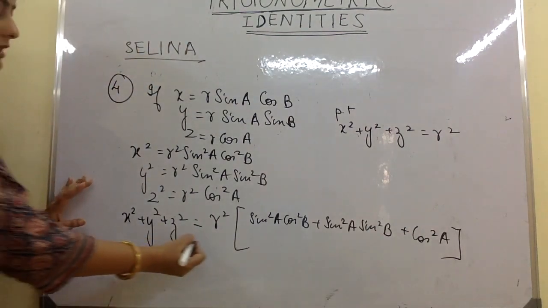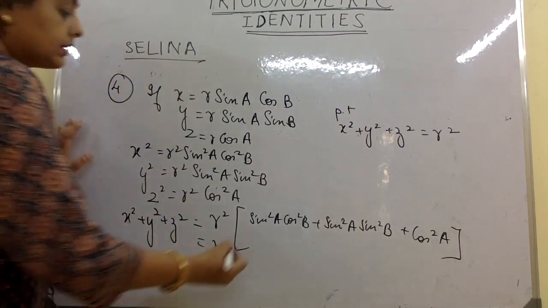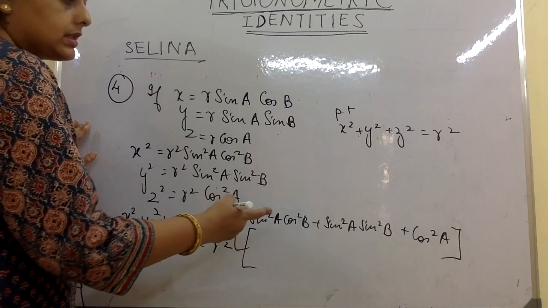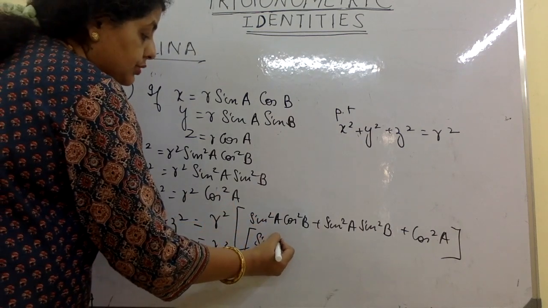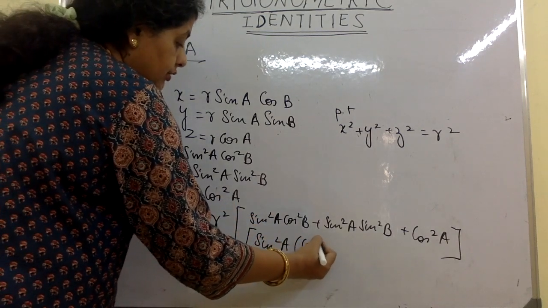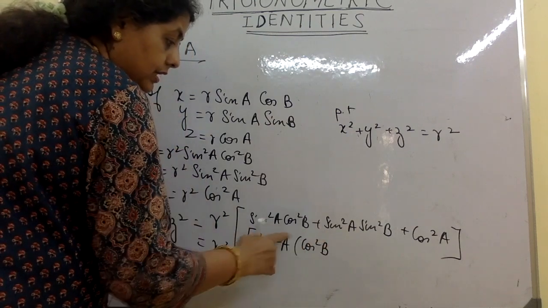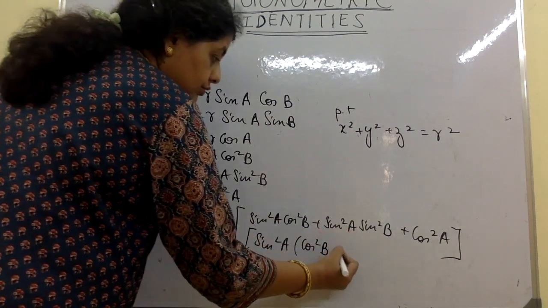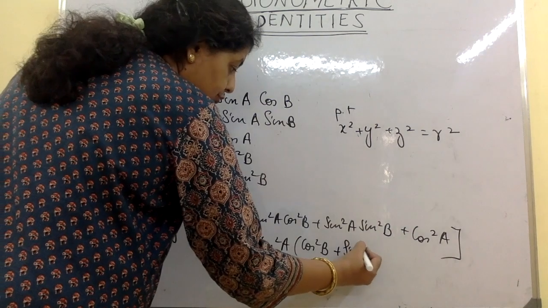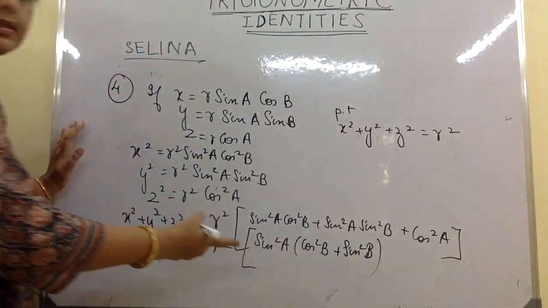Okay. So now this is r square. Now this is sin square a cos square b. I am taking the sin square a common from these two, cos square b plus sin square b. This is the trick in this sum.